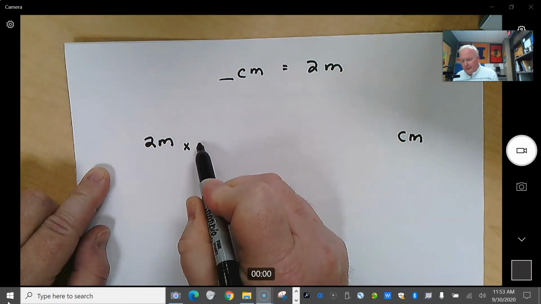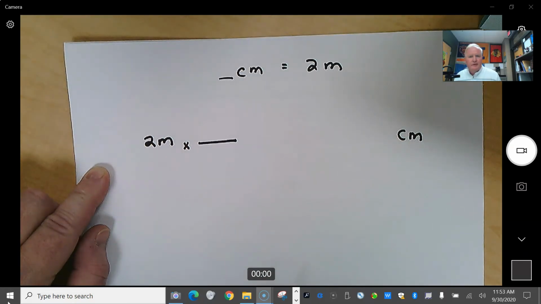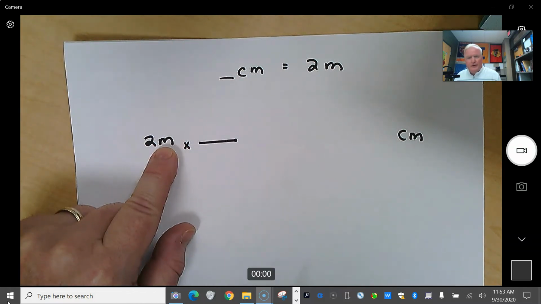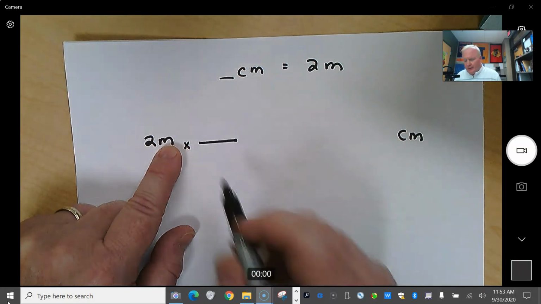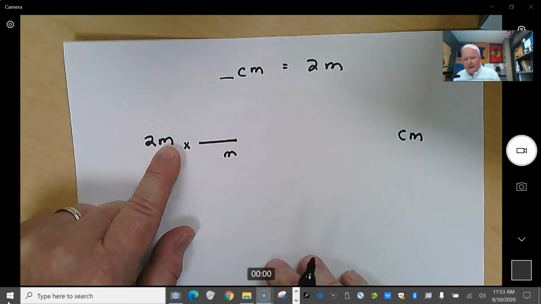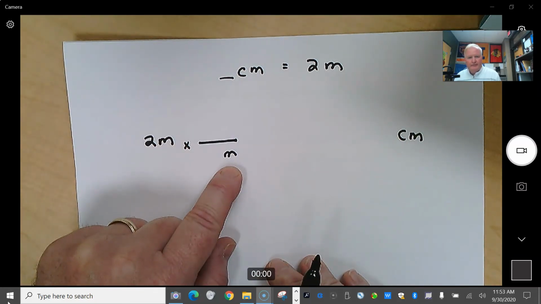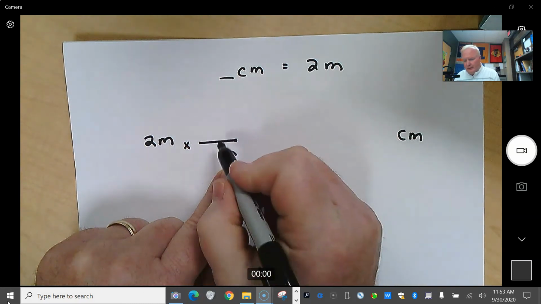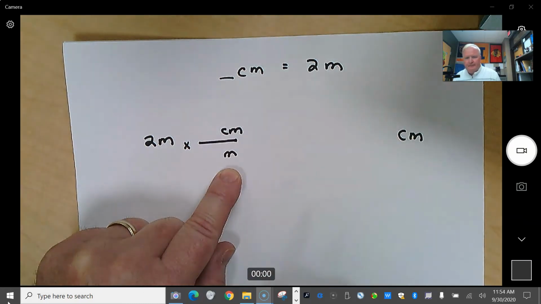So how do we build a conversion factor? Well, we put a line like that. And what we do for step 2 is we start by saying, we need to get rid of meters. And so we start with our units. I know that I want to get rid of meters, so I need to cancel that out. So I'm going to put that down here. And I know that I want to get to centimeters, so I'm going to put that right there.